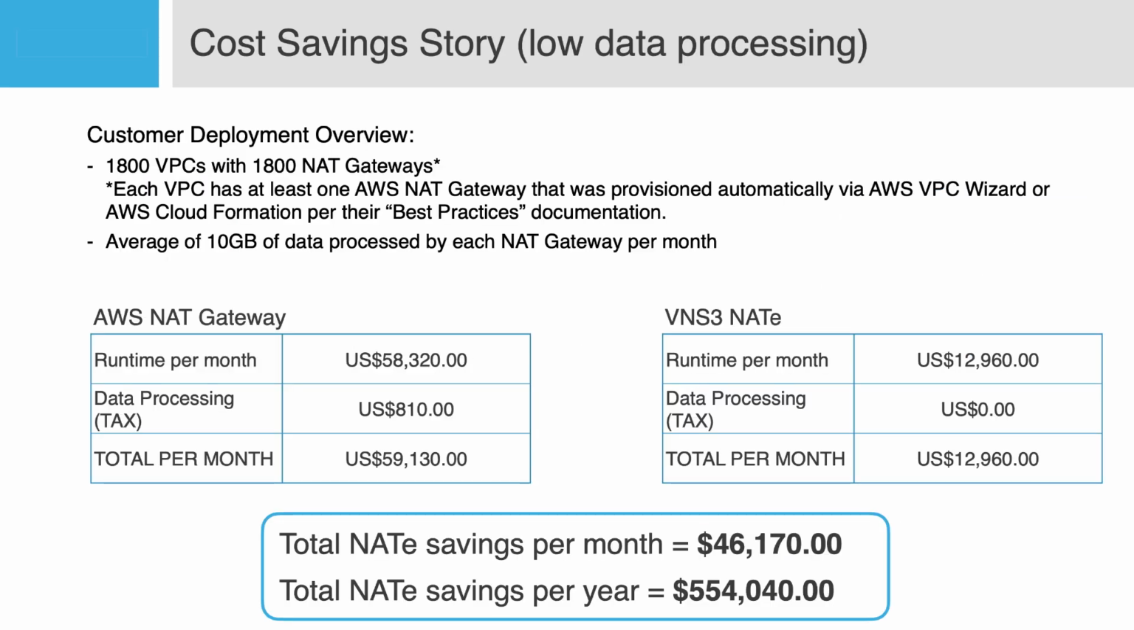Here's an example of a customer who had 1,800 VPCs each with a NAT gateway provisioned automatically from the VPC wizard. We swapped out all 1,800 NAT gateways with VNS3 NATe instances, with an average of 10 gigabytes of data processed per month per NAT gateway. The customer saved over $500,000 over the year by switching to VNS3 NATe.